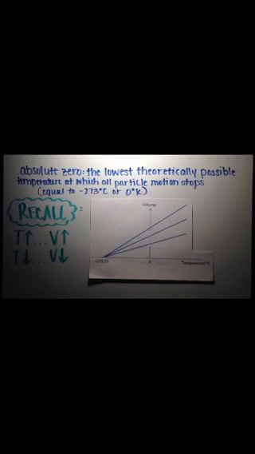A man by the name of Lord Kelvin decided to explore this idea. He graphed the volume of different gases at different temperatures. He then extended his data for each different gas all the way down to a volume of 0. Amazingly, all the lines converged at a single point, negative 273.15 degrees Celsius.